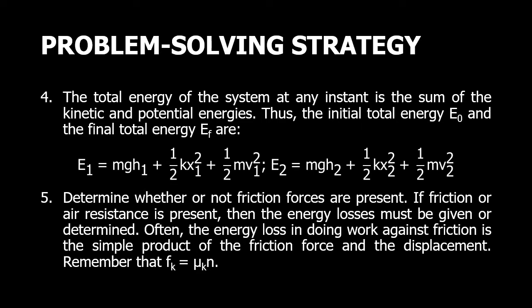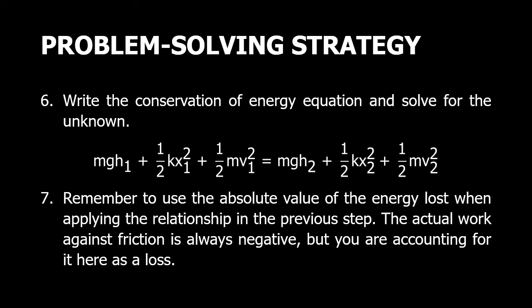Often, the energy loss in doing work against friction is simply the product of the friction force and the displacement. So remember this formula: F sub k is equal to the constant of kinetic friction multiplied by N. Next, number 6 is the conservation of energy formula again, and solve for the unknown.